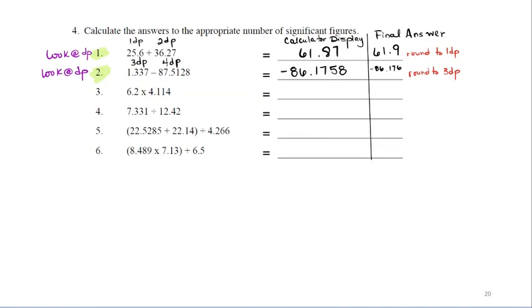But we're using decimal places. And I saw that the 1.337 has 4 significant figures, and then the second one has six significant figures. So how do you know what's the appropriate number of significant figures?